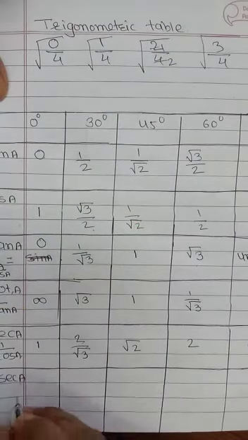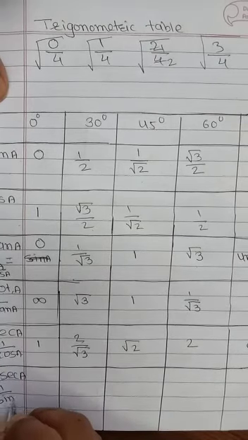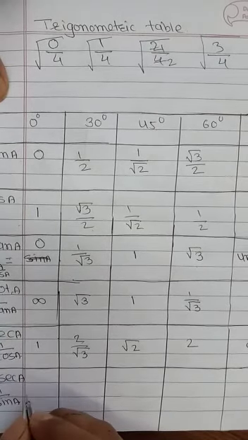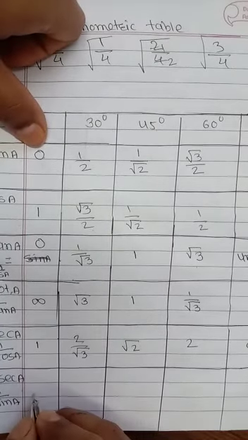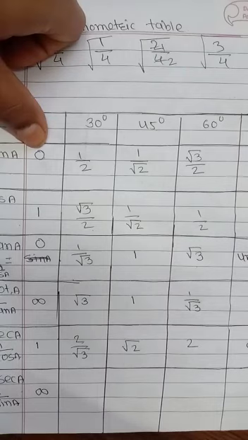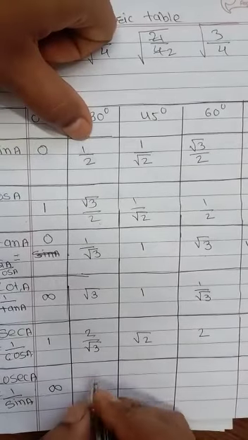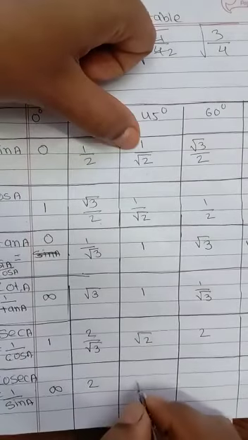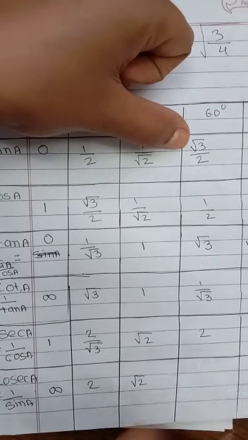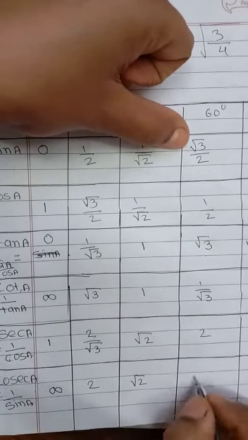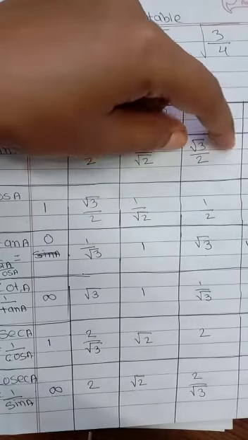Now cosec is the reciprocal of sine. Here sin 0 is 0, hence its reciprocal is an undetermined term, that is infinity. Now the reciprocal of 1 by 2 is 2. The reciprocal of 1 upon under root 2 is under root 2. The reciprocal of under root 3 by 2 gives 2 upon under root 3. The reciprocal of 1 is 1.